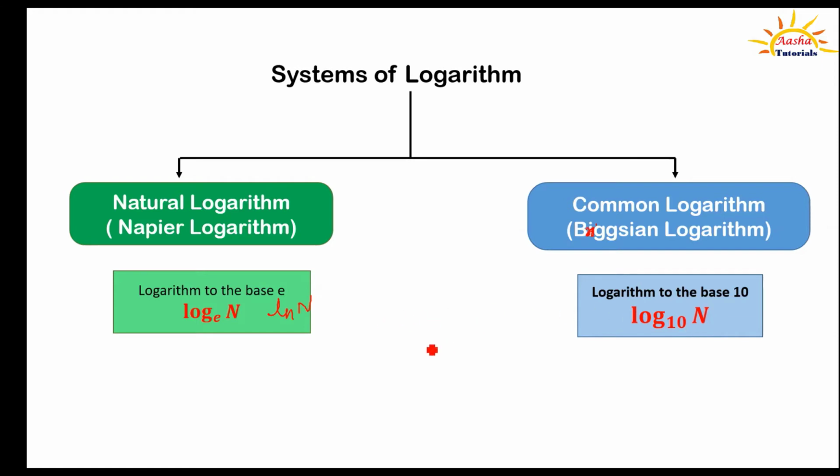What is the relation between these two? Let's see. Log of n to the base e is equal to 2.303 log of n to the base 10. So this is the conversion factor. If we want to convert natural log to common log, we have to take this multiplication factor 2.303.